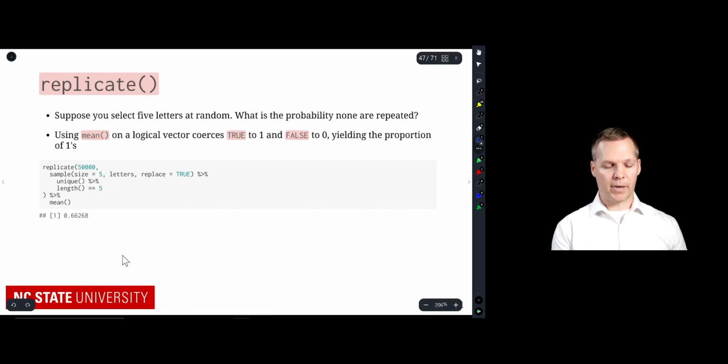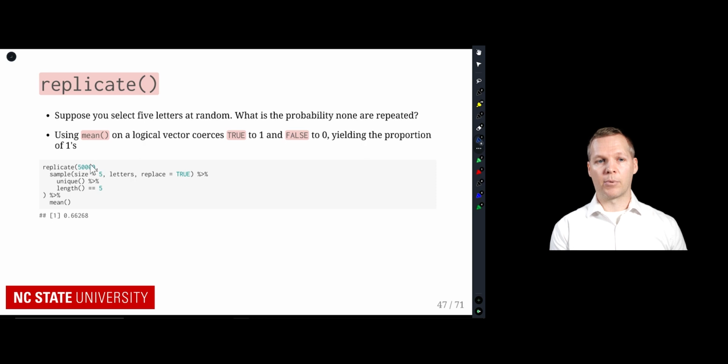All I need to do is up my replicate number to, say, 50,000. This is going to give me a pretty good approximation to this probability. So I'm going to repeatedly run this chunk of code 50,000 times, and I'm going to store that. I'm going to then take the mean of the result of that call, and I get that approximately 62.3% of the time I get no repeats. So again, replicate, although it doesn't look like an apply function, is in the apply family of functions.